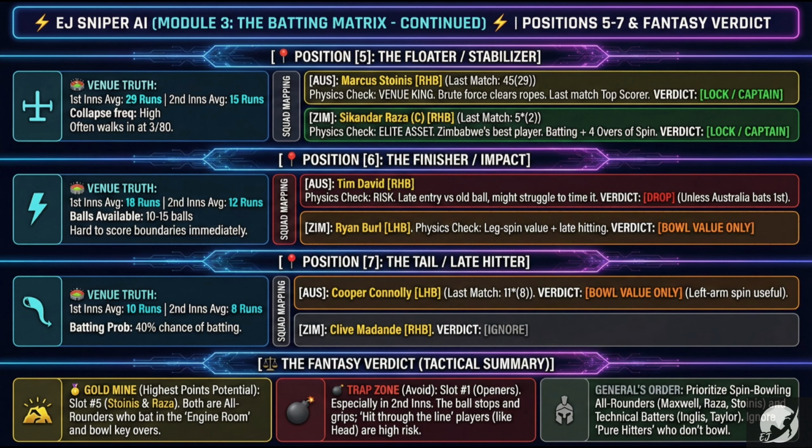Sniper. Look at position 5. This is the gold mine. On this tough wicket, the top order often collapses. That means position 5 batters face maximum balls and bowl overs. Marcus Stoinis and Sikandar Raza.